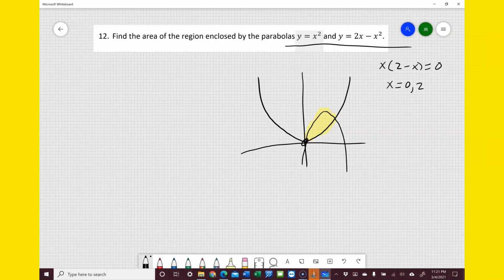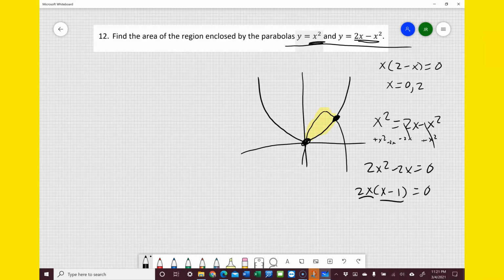Now I need to know where they cross. I already know they're going to cross right there at 0 since both of them hit there. But where do they cross here? How do I find that? I set them equal to one another and solve. X squared equals 2x minus x squared. I'll add the x squared to both sides to combine like terms, and subtract 2x from both sides. And I get 2x squared minus 2x equals 0. I will factor out a 2x and get x minus 1 equals 0. Set this equal to 0 and this equal to 0, and I get x equals 0 and 1. So they cross at 0 and they cross at 1.